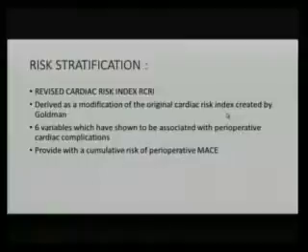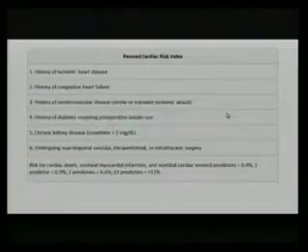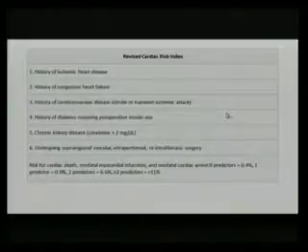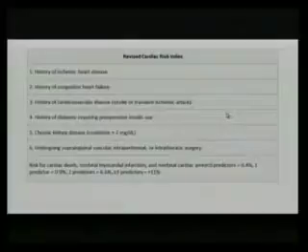It has 6 variables: history of ischemic heart disease, history of congestive heart failure, diabetes requiring insulin, a history of stroke, chronic kidney disease with creatinine above 2, or a patient who's going to undergo a high-risk surgery, which is usually classified as suprarenal vascular, intraperitoneal, or intrathoracic surgery.